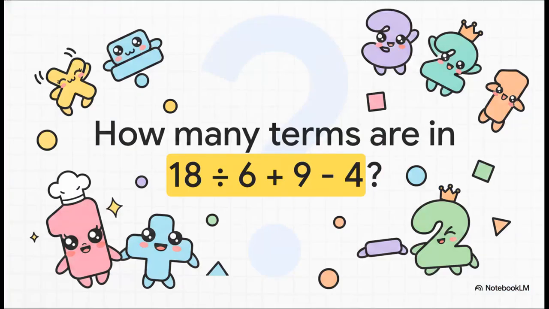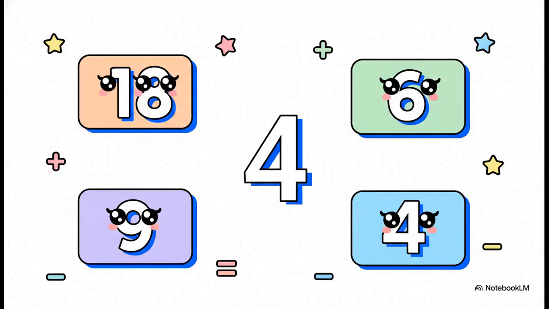All right, now it's your turn. Look at this expression right here. 18 divided by 6 plus 9 minus 4. Can you count how many terms there are? I'm going to give you a quick 3 seconds to count them up in your head. 3, 2, 1. Did you get 4? If you did, amazing job. There are totally 4 distinct terms here. 18, 6, 9, and 4. You can see each of these numbers sitting in its own little colorful box, right? They're all acting as unique terms in our larger expression.